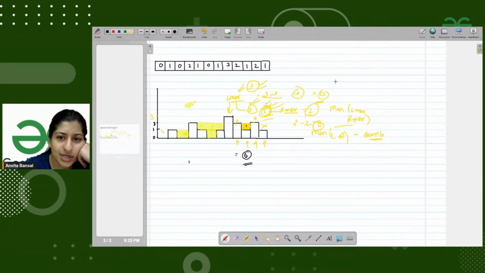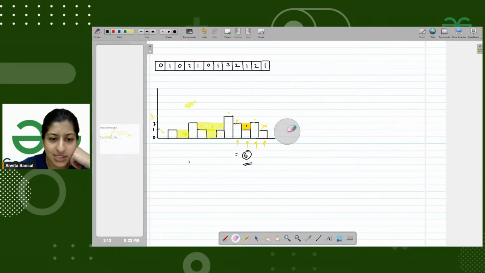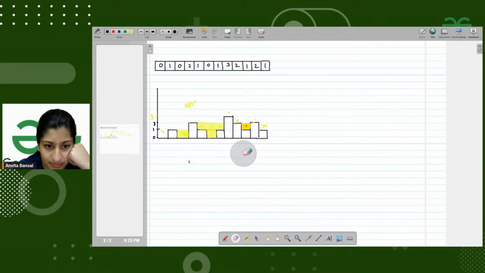Now, what is the intuition? The basic intuition is that at any index that I am present, I am checking what is the maximum height of tower from the left end of that value and what is the maximum height of tower at its right end. And using it, I can evaluate my answer.